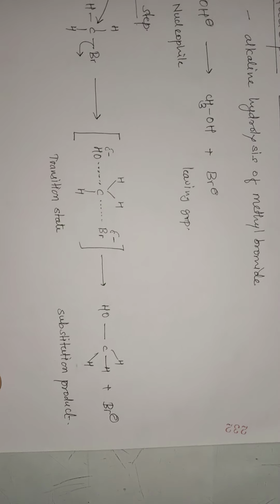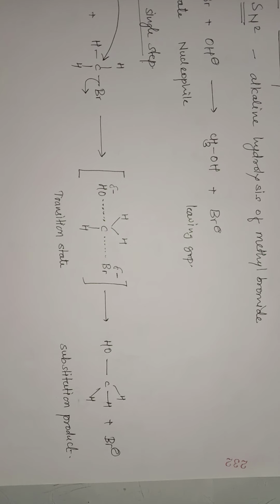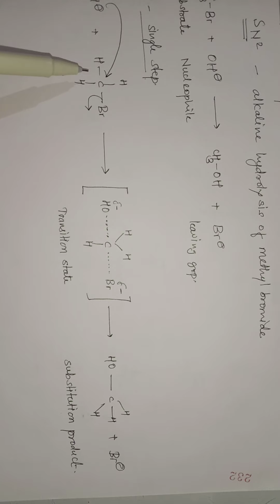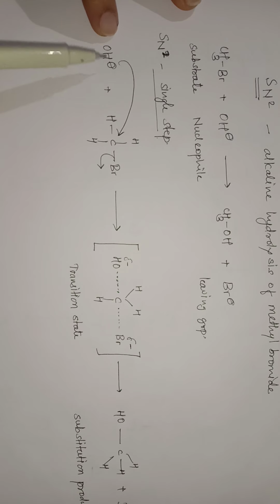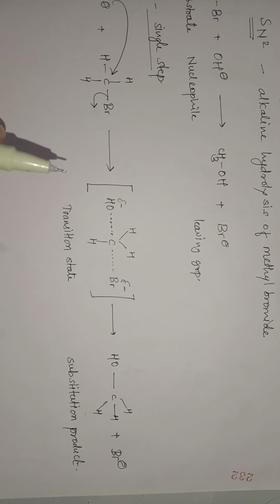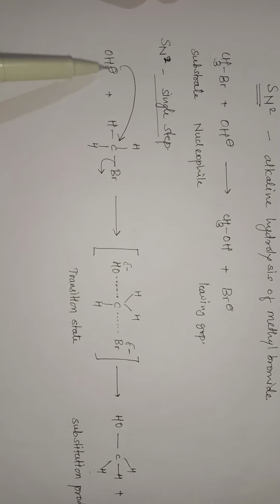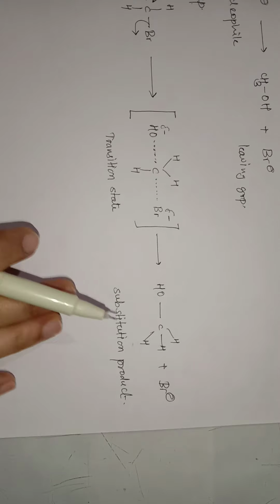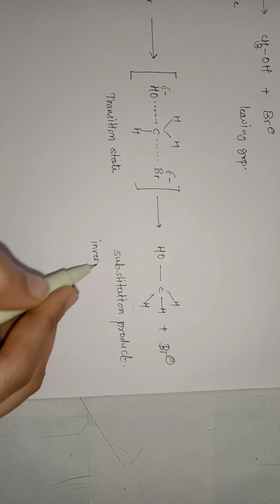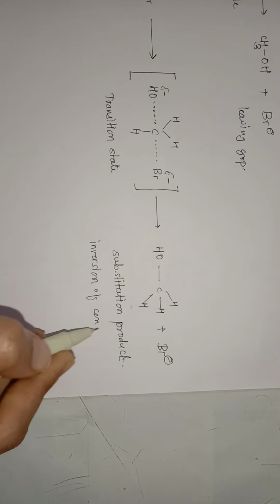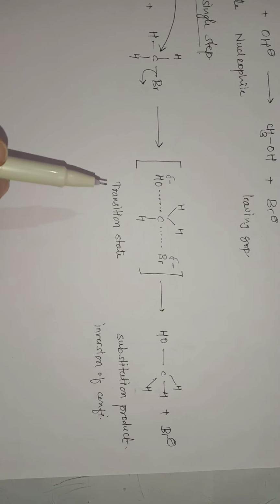Now you can see in this reaction the nucleophile attacks the substrate from the opposite side of the leaving group. So it will give you inversion of configuration, that is attack from the back side, opposite, at 180 degrees. That means the nucleophile attacks at 180 degrees from the leaving group that is departing. So it gives you total inversion of configuration. In the case of the SN1 reaction, there was no such case.